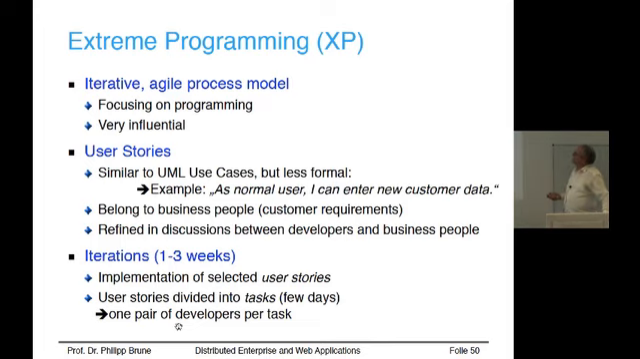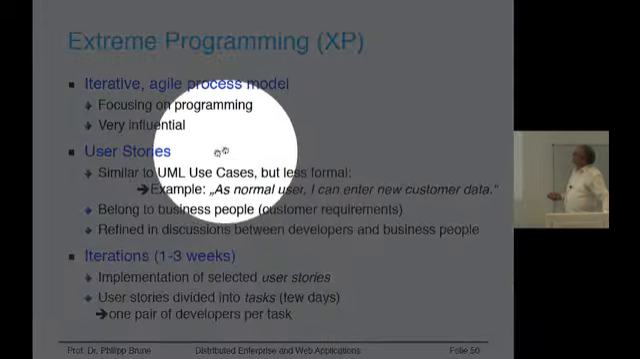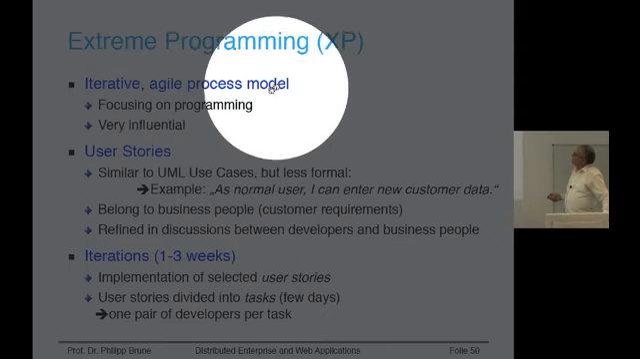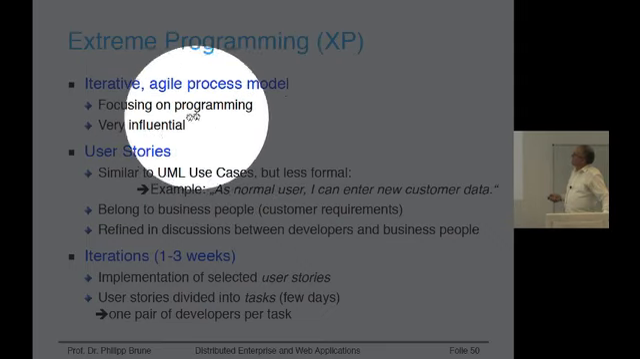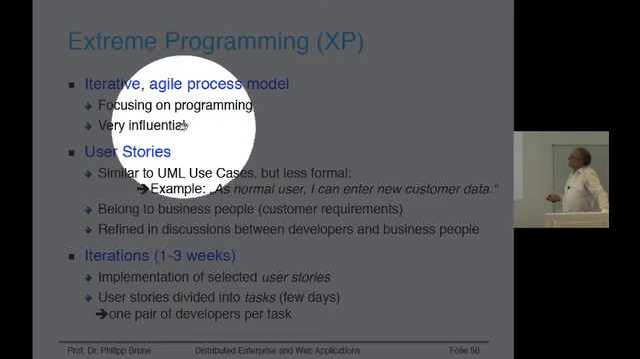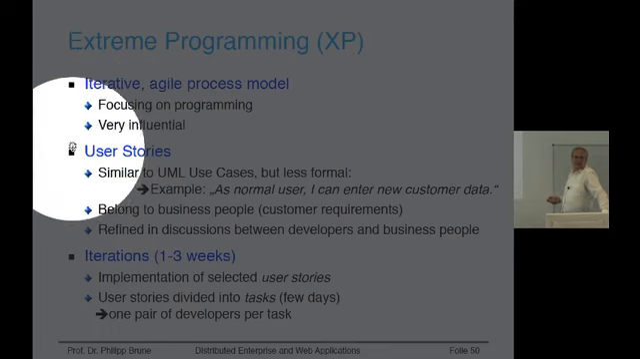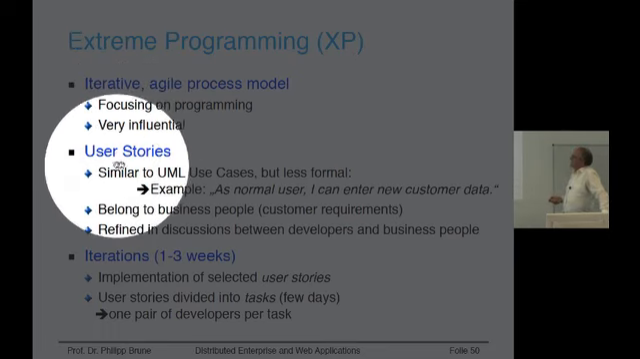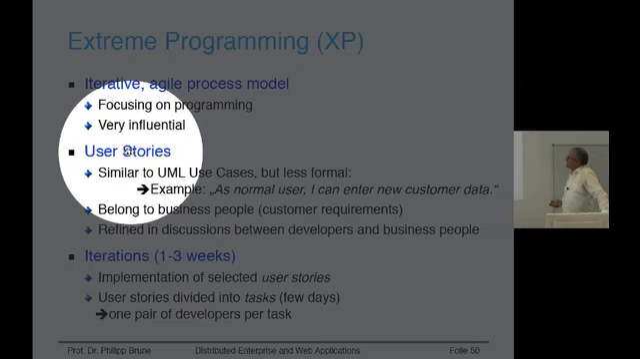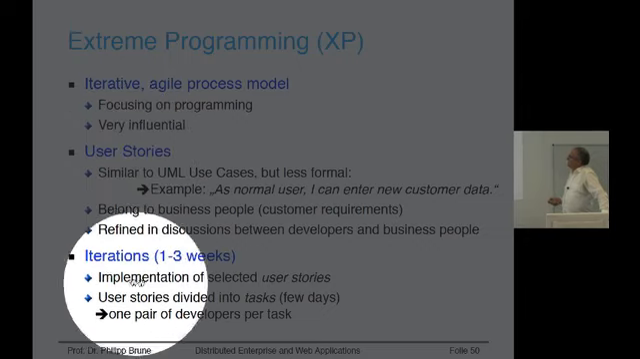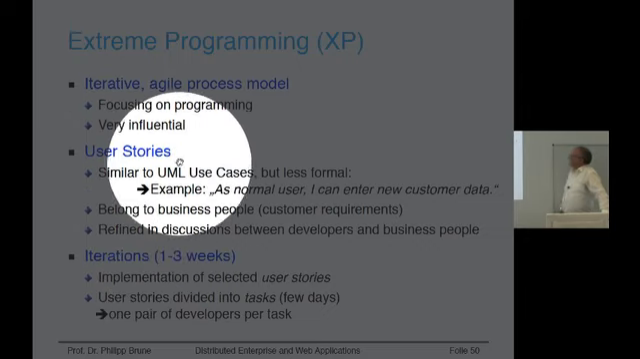And it is an iterative agile process model which is strongly focusing on programming, and it has been very influential in the beginning. Nowadays people are not talking so much anymore about extreme programming, but it was the original first well-known agile method. Some concepts that are still standard in agile, in any kind of agile methods today, like the user story and the iterations, they were created in extreme programming.